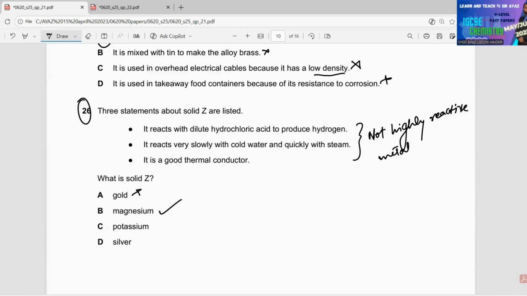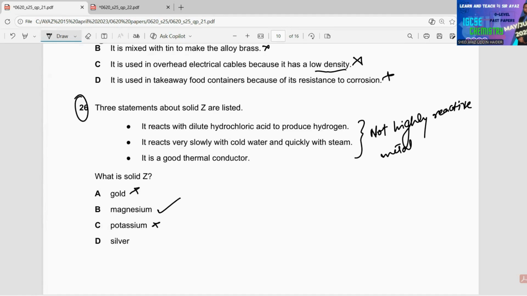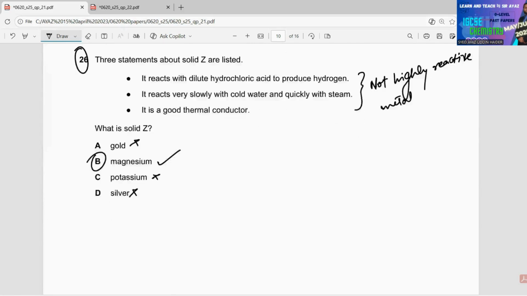For convenience, I'm checking the other one. C, potassium, is also incorrect because it reacts vigorously with dilute acid, fast with cold water, and explosively with steam. So C is incorrect. Silver is among the least reactive metals at the bottom of the series, so this is also incorrect. So B must be the right answer in this case.